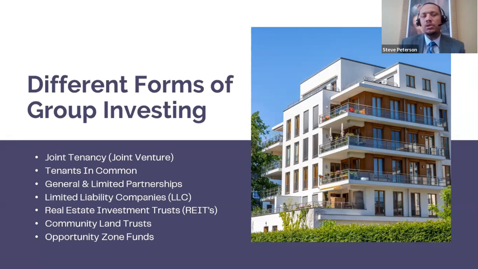Here are some of those structures: joint tenancy or joint venture. In other words, not the best way to do it at all. Joint tenancy is not joint venturing. Typically it's done via joint tenancy, but it can be done in different ways. And the reason it's not typically the best is because if somebody dies, their interest goes to the other partner, not to their family. That usually creates a fight, right? So not really the best way to do it. However, it is done all the time.